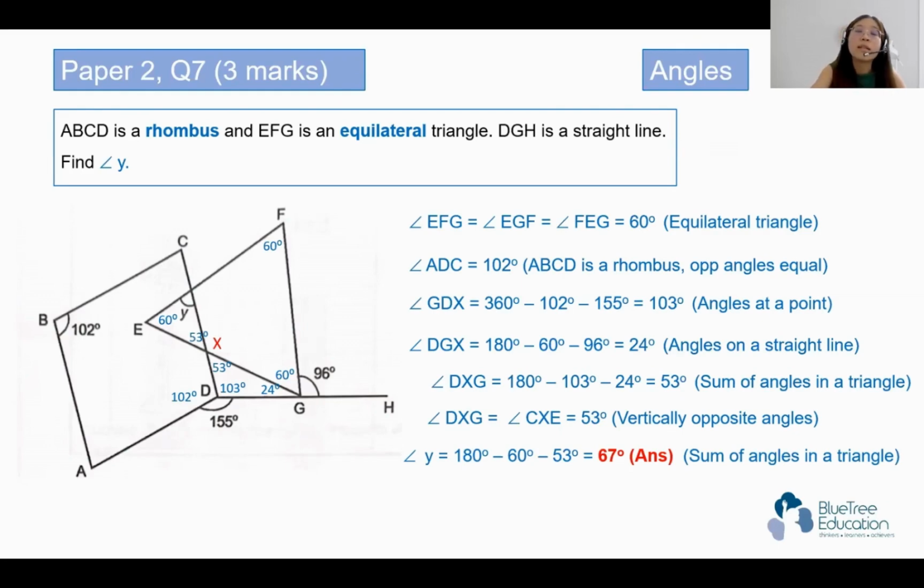Okay, so you realize I have written down my angles referencing. I've written down my degrees. So do remember to do that as well, okay, when you're solving angles questions.